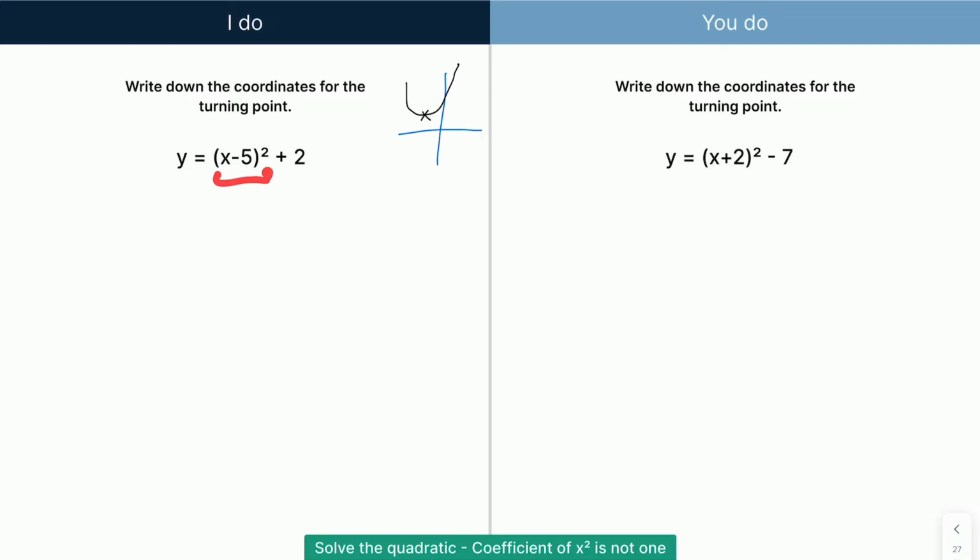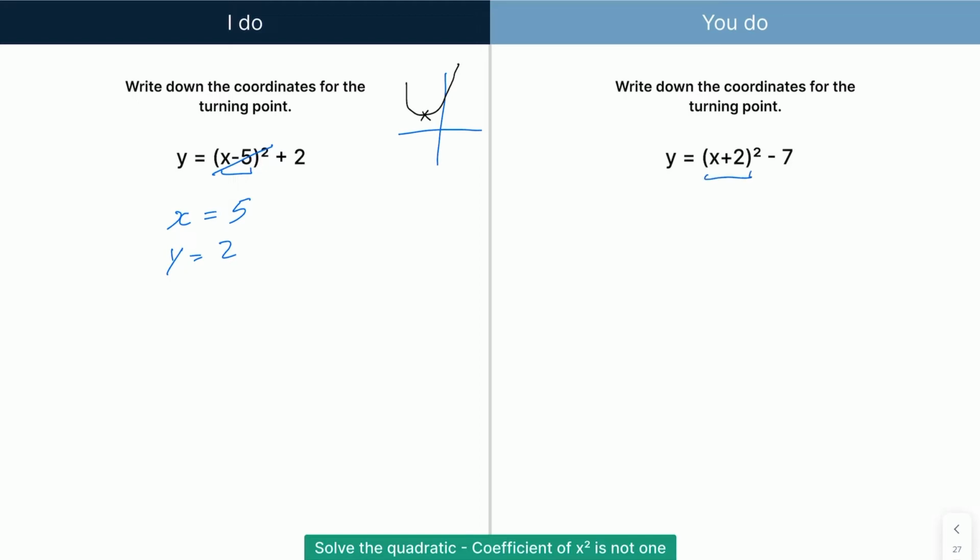The reason we have to make this bit 0 is because the smallest value the square of a number can be is 0. So if I make this bit 0, we can say x is equal to 5. When x is equal to 5, this becomes 0, so that goes, and we're left with y is equal to 2. That is the coordinates of the turning point. So you make the squared bit as small as possible. The smallest square number is 0, so we made that 0 by making x 5, and then you're left with 2.